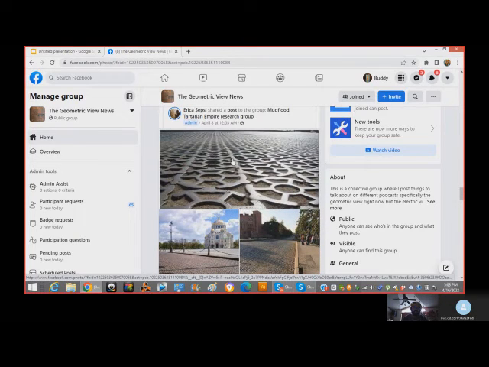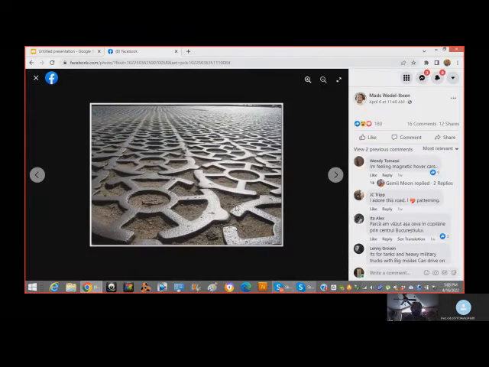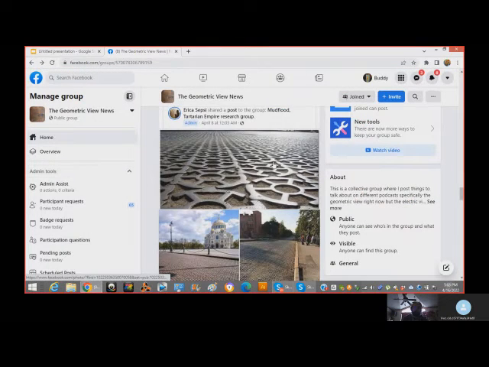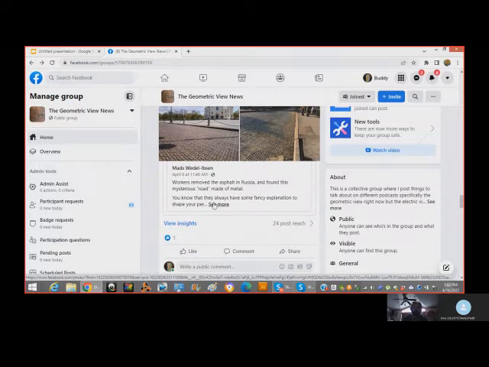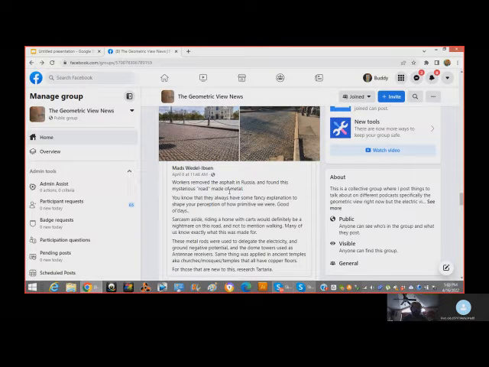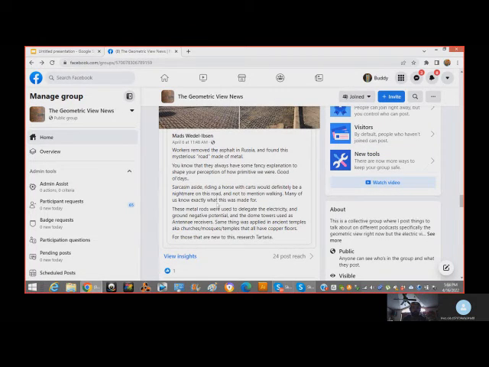This is just freaking strange. Apparently, let's hear the story here. Workers removed the asphalt in Russia and found this mysterious road made of metal. You know what, they have always had some fancy explanation to shape your perception of how primitive we were. Good old days. Sarcasm aside, riding a horse with carts would definitely be a nightmare on this road, and not to mention walking.